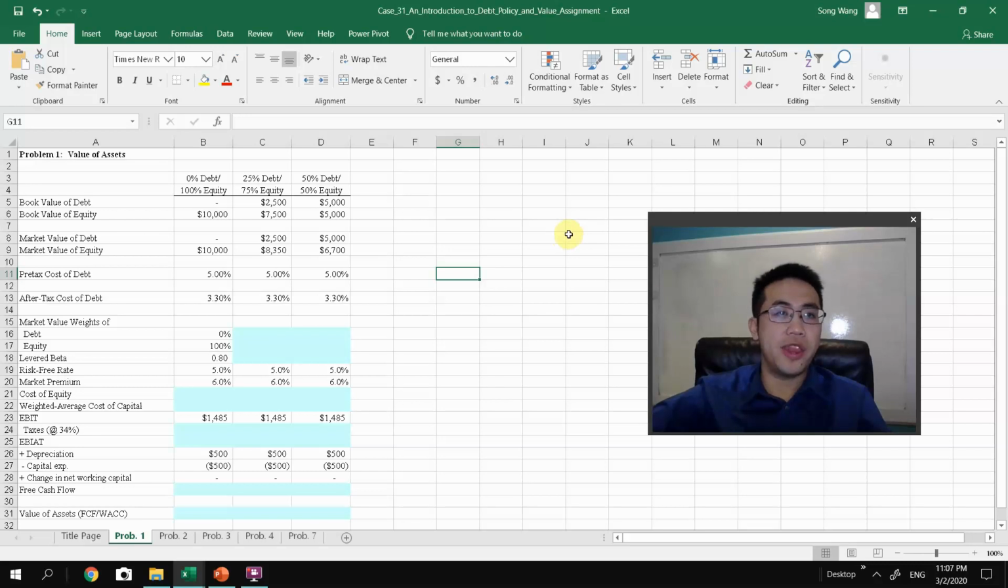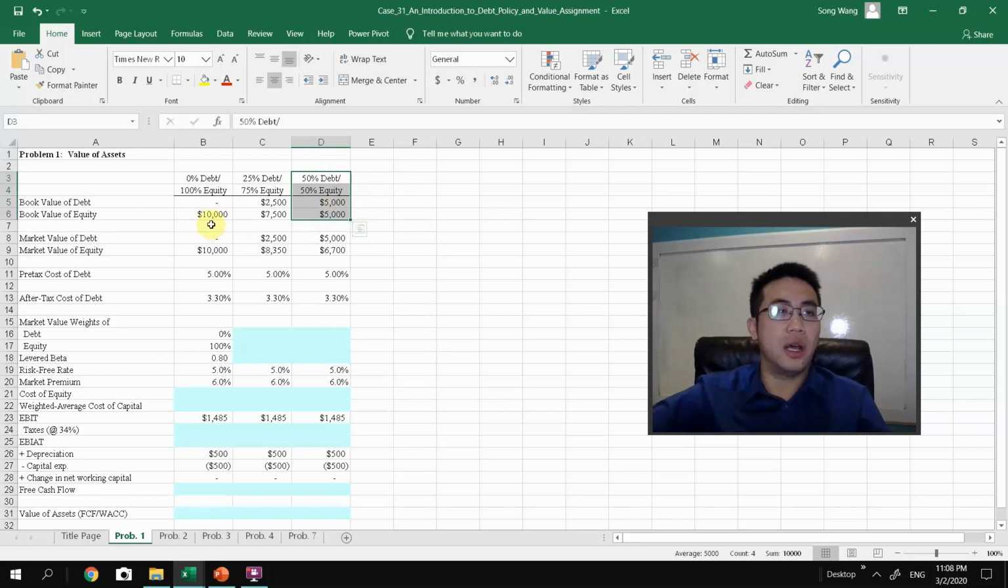In case 31, this time we have another company, not the California Pizza Kitchen anymore. This company has a different amount of debt and equity, and also a different proposed structure. Right here you have 100% equity but 0% debt, and right here is a quarter and three-quarter combination of debt and equity, and here you have a half-half combination of debt and equity.